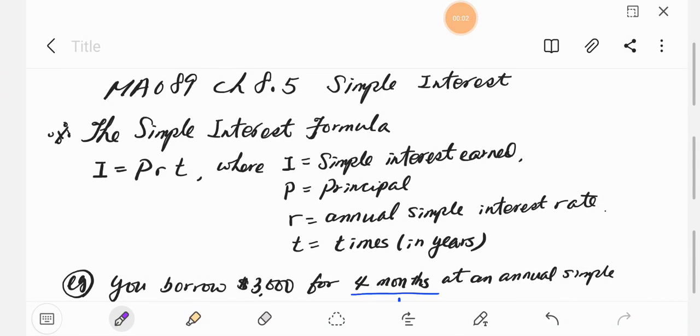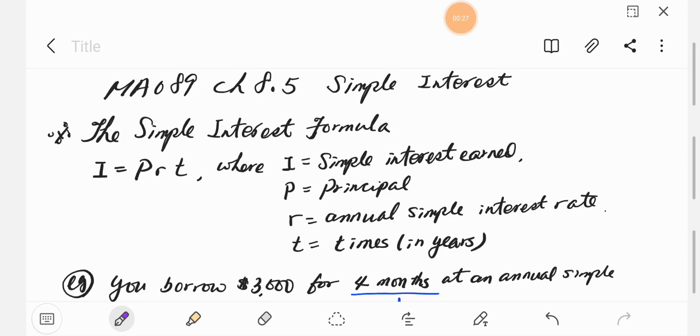Chapter 8.5, Simple Interest. In this chapter, we will learn the relationship between the interests. When you invest some amount or when you borrow some amount, there occurs an interest, right? So, what is principal?